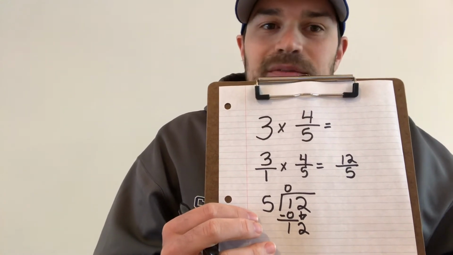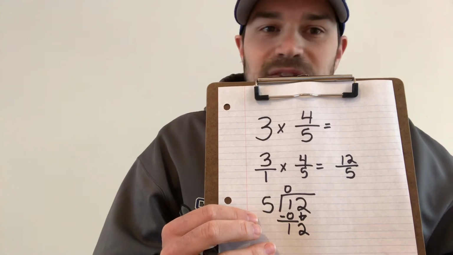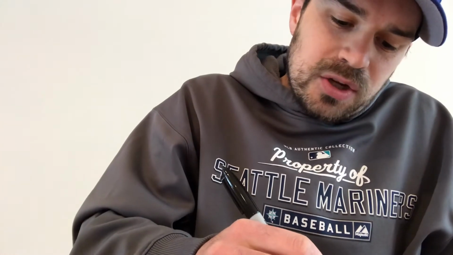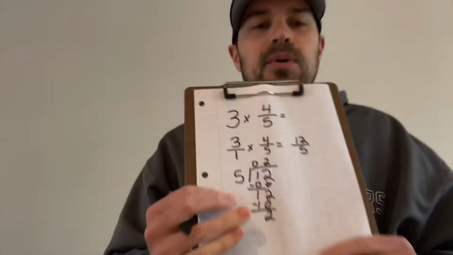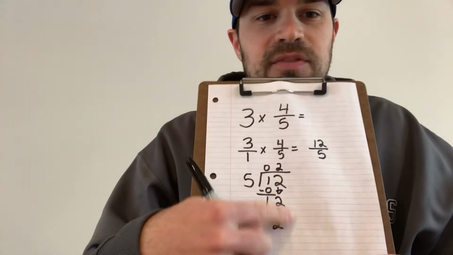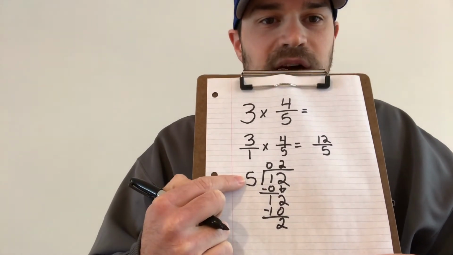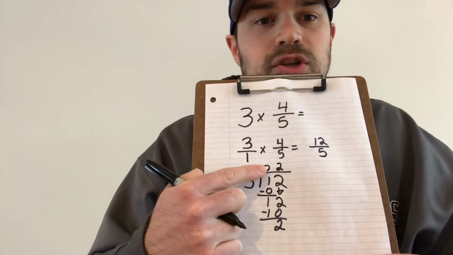Well, let's skip count. 5, 10, 15. Can't do 15. We can't hit it just right, but we can get really close. So it's going to be 5 times 2 will give us 10. The 2 goes above the box. The 10 goes underneath. 12 minus 10 gives us 2. Now we can do my check. I have nothing left to bring down. My remainder is smaller than my divisor, so our answer is going to be 2 remainder 2.